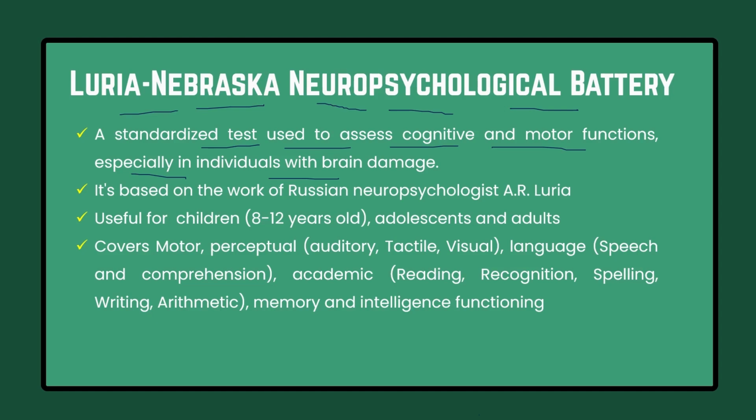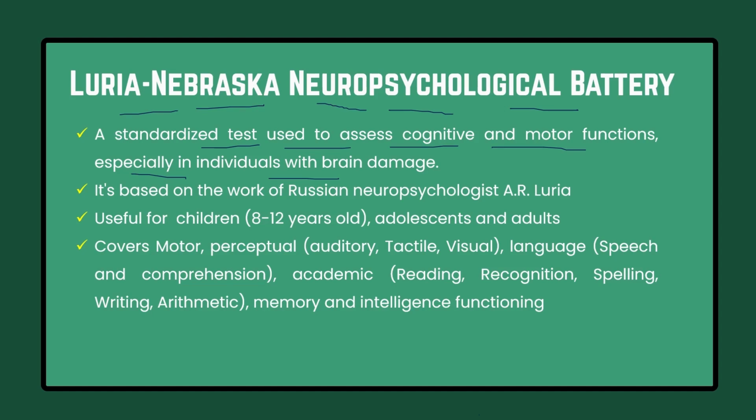What are the cognitive functions? Memory, attention, problem solving skills, all these come under cognitive function. What is motor function? How well your body is coordinated with your brain. Like, are you able to move? Are you able to control your movement? Balance, coordination, all this comes under motor functions. So, the Luria-Nebraska Neuropsychological Battery will test cognitive and motor functions in any individual who had a recent brain damage.